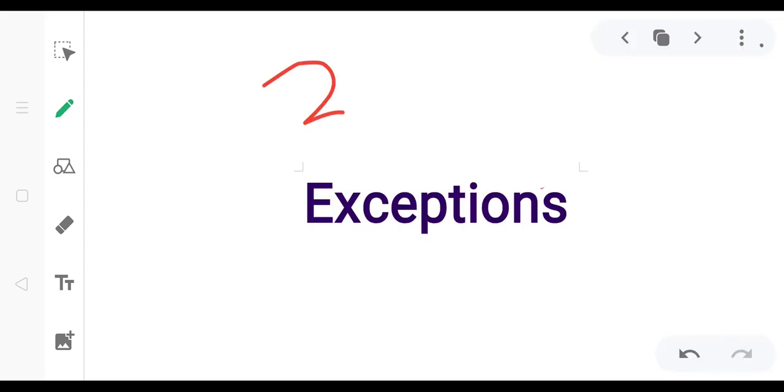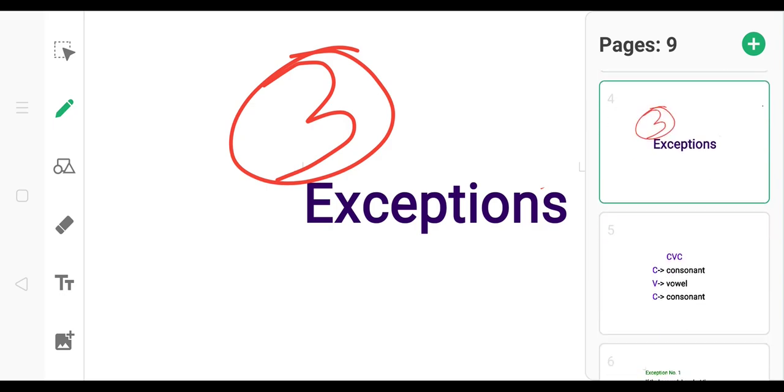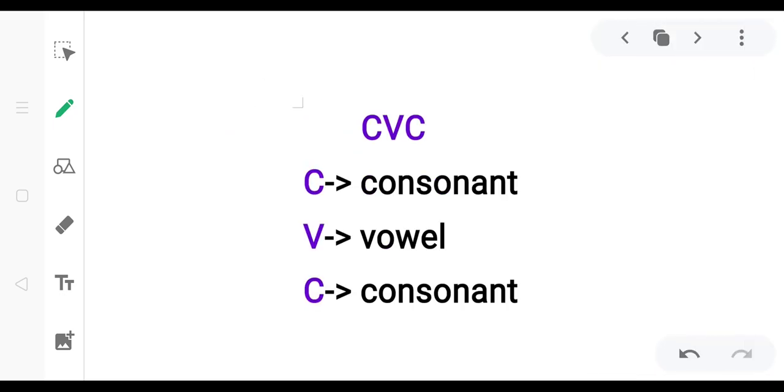There are three exceptions which we are going to study, about what we have to do while making a continuous verb form. Before that, let me clear up these acronyms CVC and VCV, which I am going to use in my video. Let me discuss them first, otherwise people get confused. Here C denotes consonant and V denotes vowel. In the whole video, wherever CVC or VCV is written, we are talking about consonants and vowels.